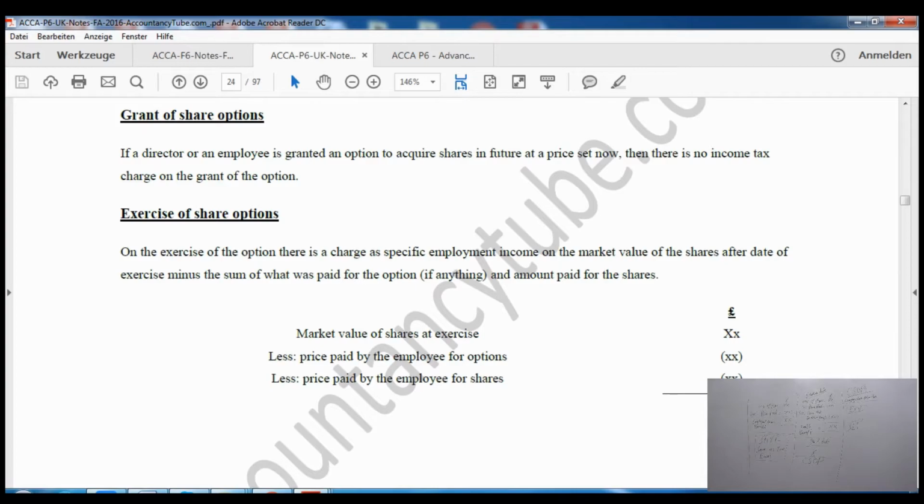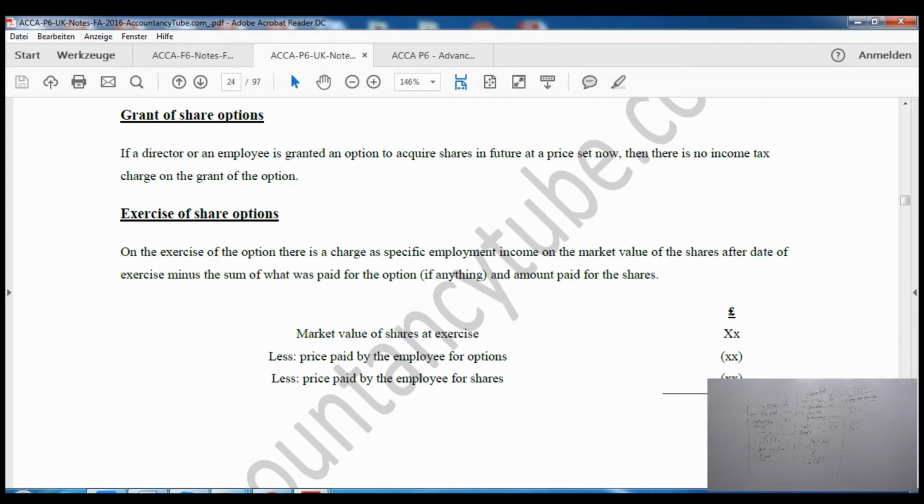Let's say, for example, if the share options are granted, on grant date there won't be any tax liability. If a director or employee is granted an option to acquire shares in the future at a price set now, then there is no income tax charge on the grant of the options. So as I said, there will be nothing on the grant date.